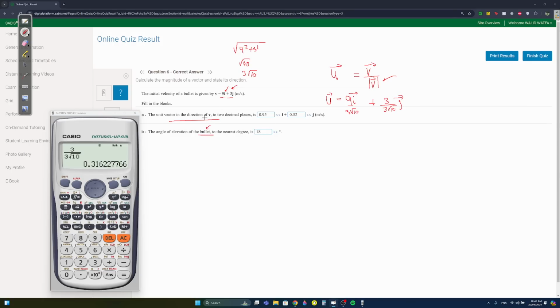The angle of elevation of the bullet, not the unit vector, is shift tan of y over x, 3 over 9. And you get 18 degrees, I think. Shift tan 3 over 9, 18.4, whatever.